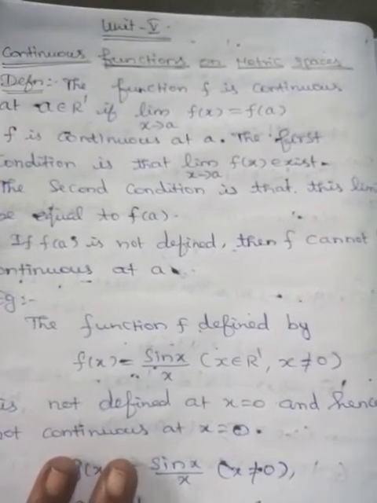Third year maths, and the subject is real analysis 1, unit 5, continuous functions on metric spaces. Definition: the function f is continuous at a belonging to R^1 if the limit as x tends to a of f of x is equal to f of a. The first condition is that the limit as x tends to a of f of x exists.